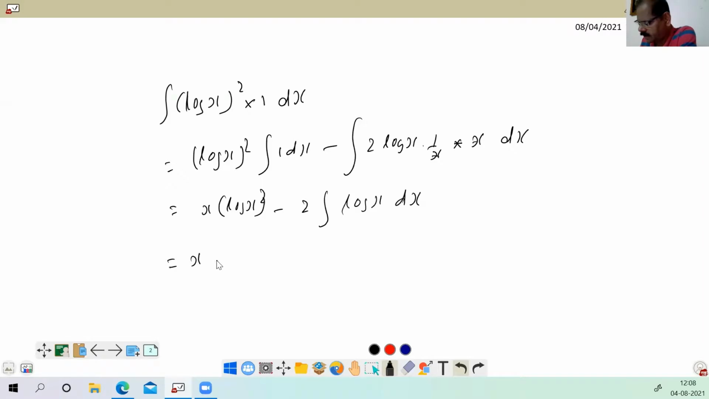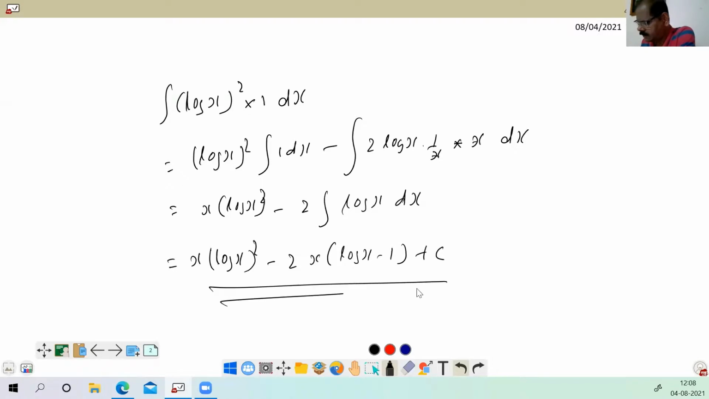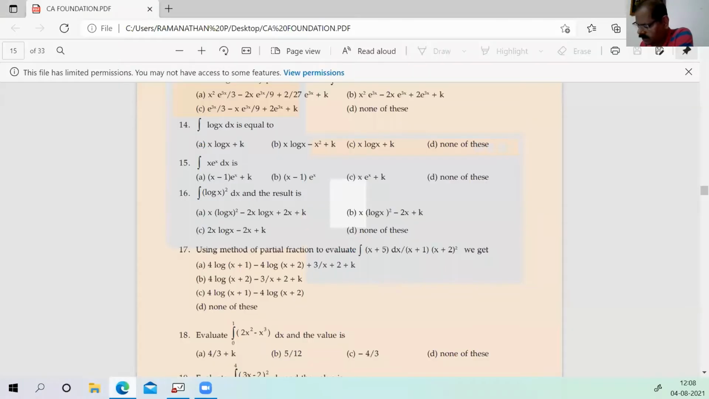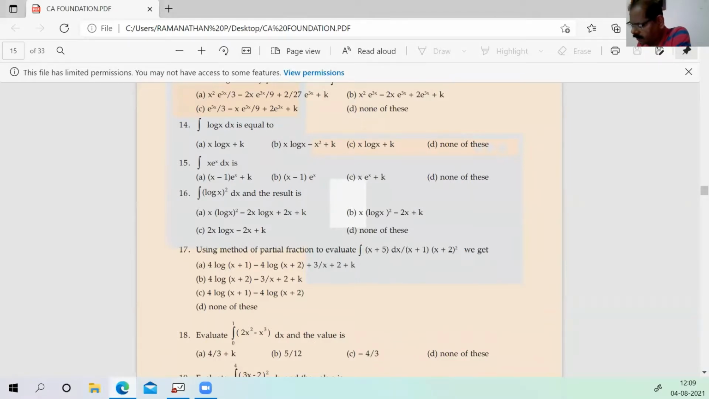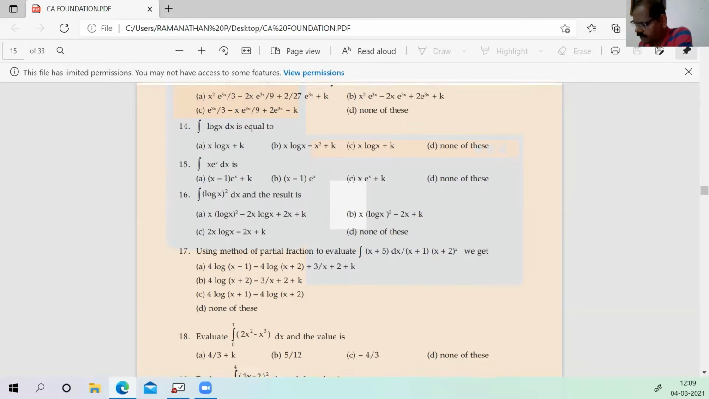So again, x log x whole square minus 2 into the integral of log x dx, which is x into log x minus 1 plus c. So x into log x whole square minus 2x log x minus 1 plus c. So this is x into log x whole square minus 2x log x plus 2x. Plus 2x is not required. So x log x whole square minus 2x, log x minus 1, plus k. So A is the answer.